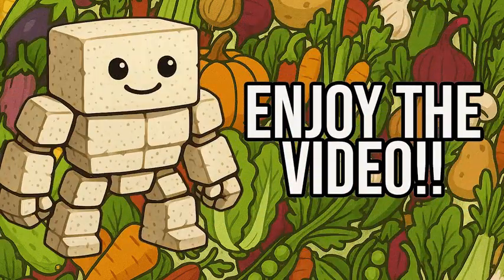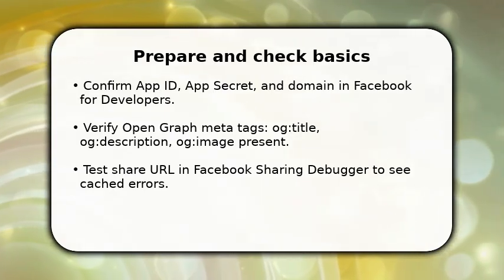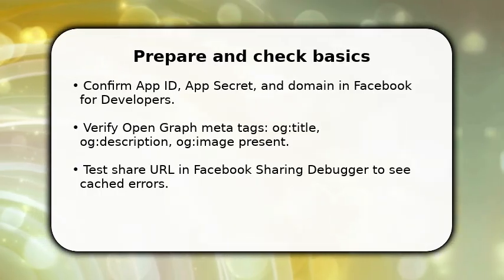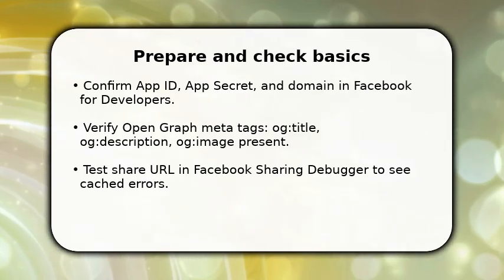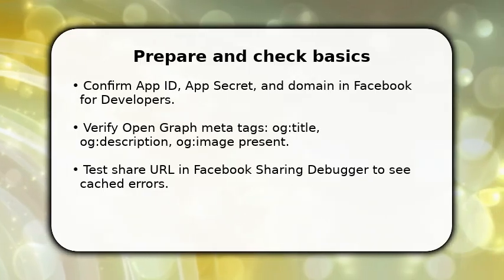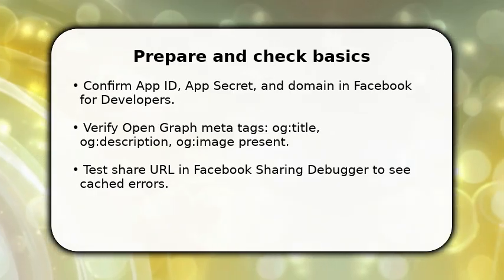Please enjoy the video. You start by verifying the essentials. Confirm your Facebook app ID and domain are correct in the app settings, and make sure open graph tags exist on the page. Once done, run the URL through Facebook's sharing debugger so you can see precisely what Facebook reads and clear the cache. If the debugger reports missing tags or permissions, fix those immediately.